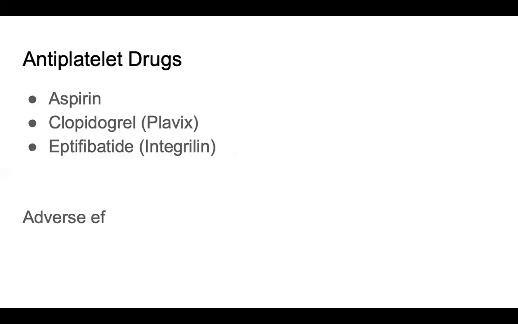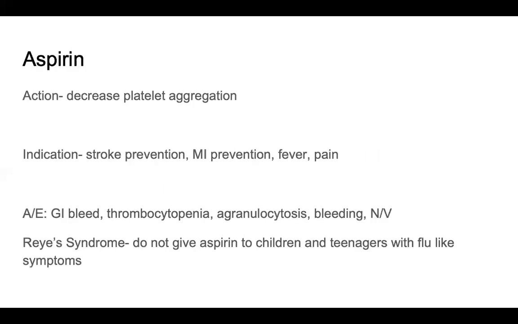So who do we give aspirin to? We give aspirin to patients with cardiac risk factors, typically an 81 milligram aspirin. So we have aspirin, clopidogrel, which is Plavix, and then eptifibatide, which is Integrilin. Our adverse effects are bleeding, right? So aspirin is going to decrease the platelet aggregation, which is the sticky clumping platelets. We're going to give this for all sorts of stuff, right? We can give aspirin as an antiplatelet to prevent the sticky platelets from clotting, but also for pain, fever.